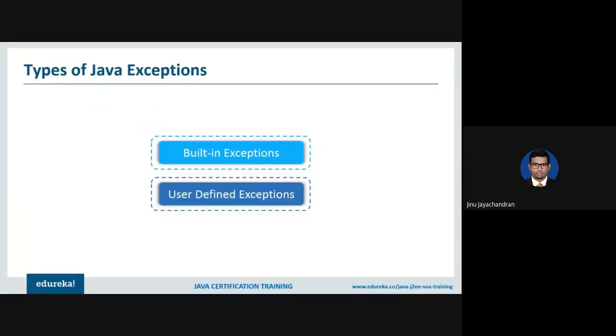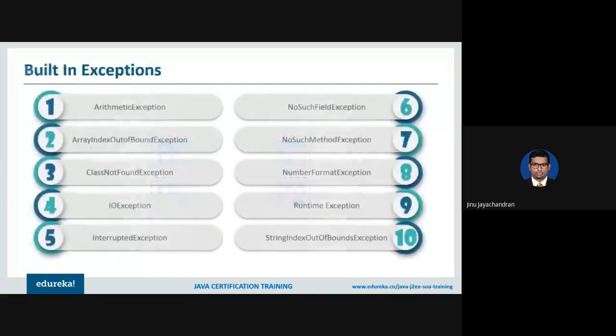Now let's see the various types of exceptions. So in Java, there are two types of exceptions. One, built-in exceptions, and the other one, user-defined exceptions. First, let's see what built-in exceptions are. These are the exceptions which are available in Java libraries, and they are suitable to explain certain error situations like arithmetic exception, array index out of bound exception, class not found, IO exception, runtime exception, number format, etc. So let's see an example and understand how built-in exceptions work.